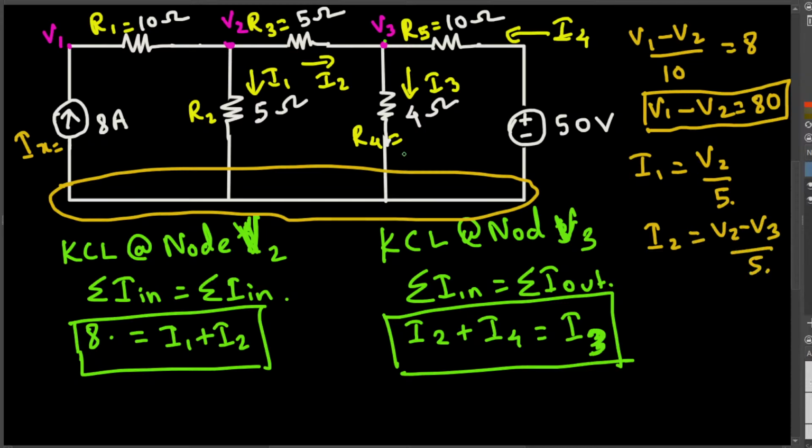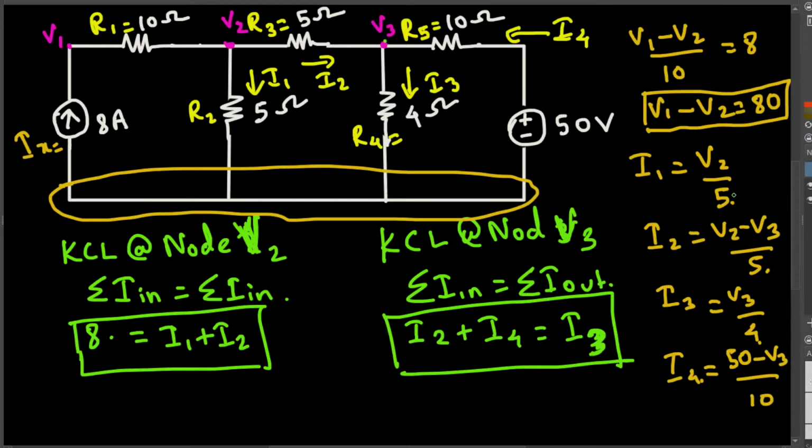And then I3 is going from V3 to ground. So V3 minus 0 divided by the resistance in between. So this is going to be V3 divided by 4. And I4 is going from 50 to V3. So 50 minus V3 divided by the resistance in between, that is 10.